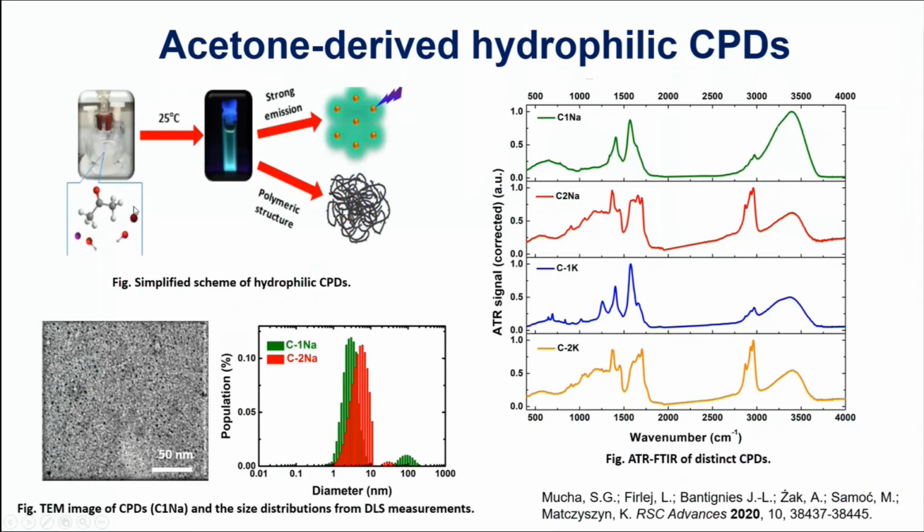So another class of the carbon nanodots was the acetone-derived hydrophilic carbon polymeric dots. So they were very interesting because they were super cheap. You just need acetone and NaOH to synthesize them. The synthesis goes at 25 degrees, so there is no need for harsh conditions, and we got hydrophilic carbon polymeric dots, also very small, although with a higher distribution of sizes.